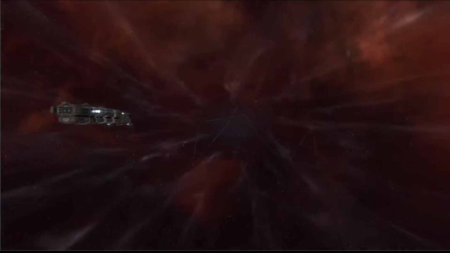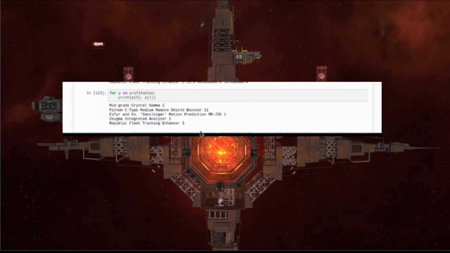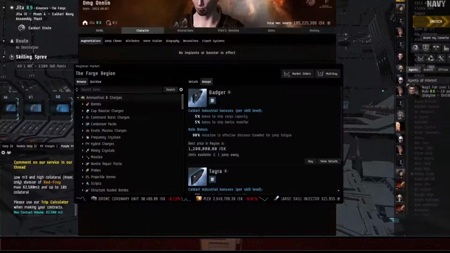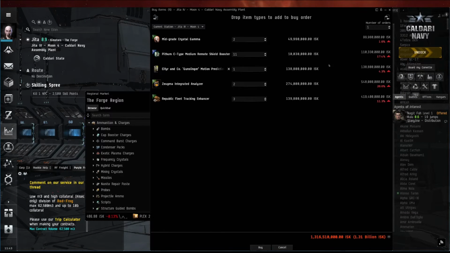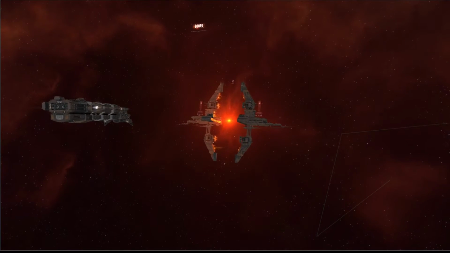I also made a condensed version of this report that only included type names and suggested purchase volumes. Such a report could be copied into the clipboard and imported into a multi-buy order directly, saving a lot of time searching for the items. After opening said multi-buy, I only had to tweak the numbers down to match my budget. Now I have the items, but I am missing a ship to haul, so let's fix this.